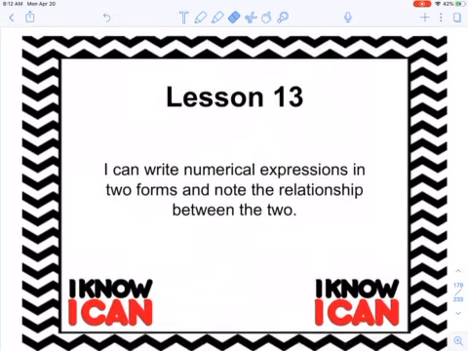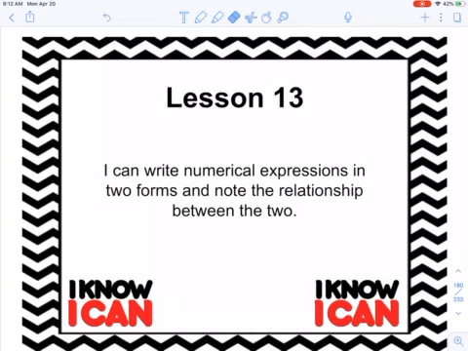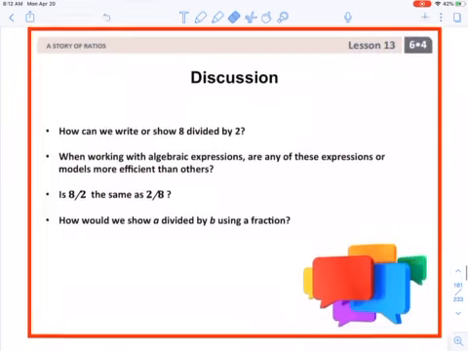So today's objective says I can write numerical expressions in two forms and note the relationship between the two. What we're going to be working on mostly today is writing division problems in two forms. Okay, so we'll get into that.